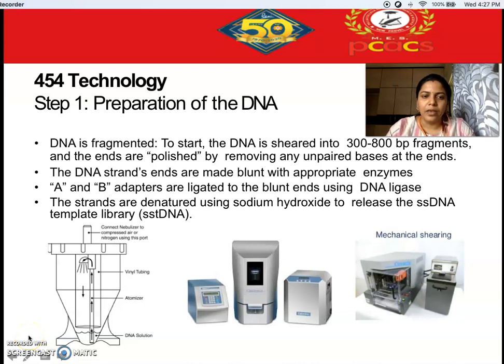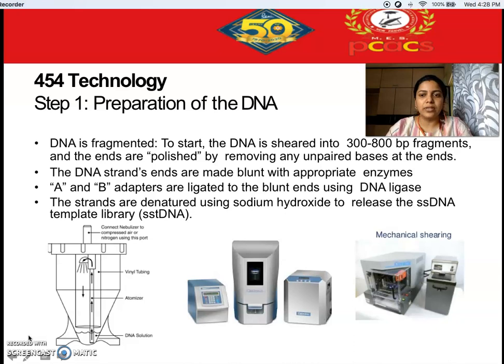Hello everyone. In the last lectures, we have seen the basics of pyrosequencing. We had seen what biochemistry takes place, what reactions take place, and what is the basic general flow of that particular method. Now in this lecture, I am going to talk about the exact 454 technology that has been developed by Roche.